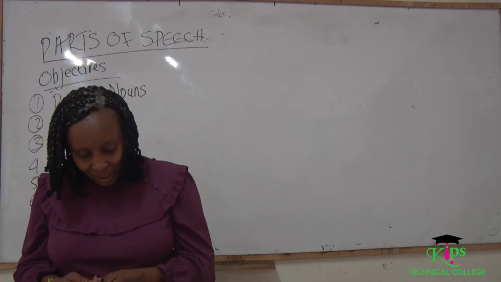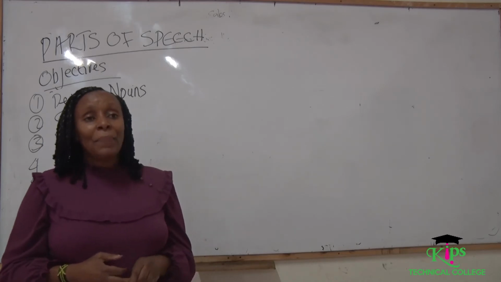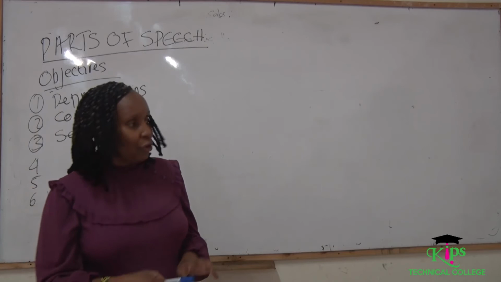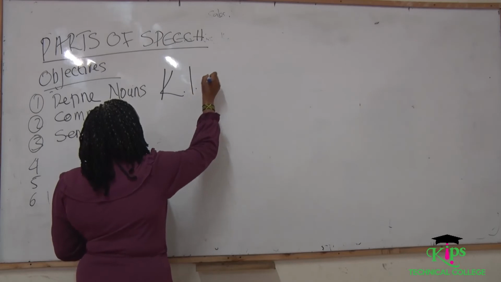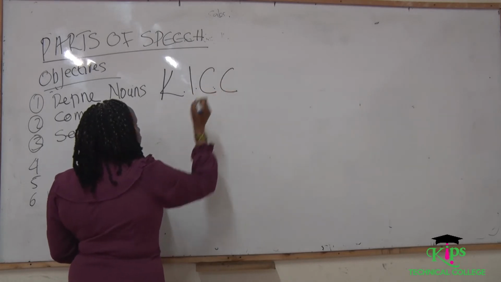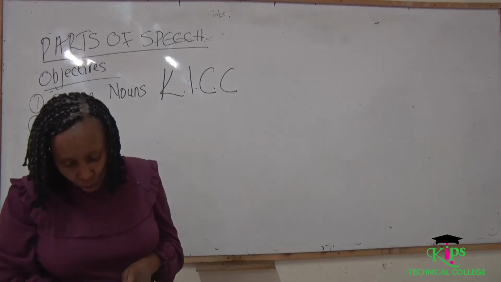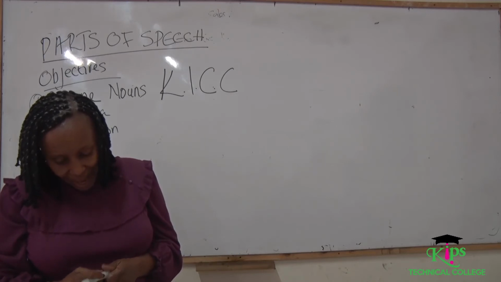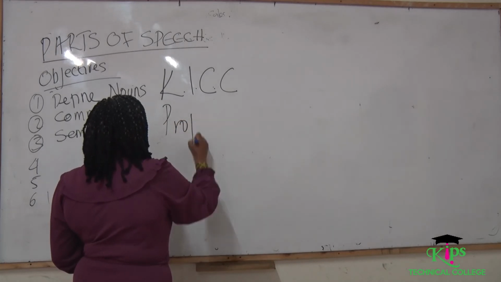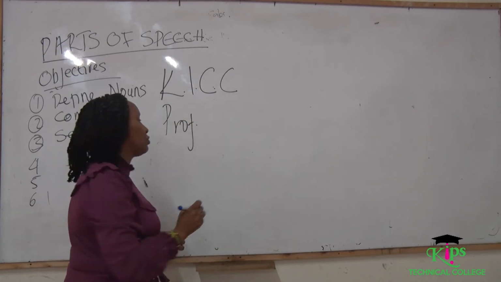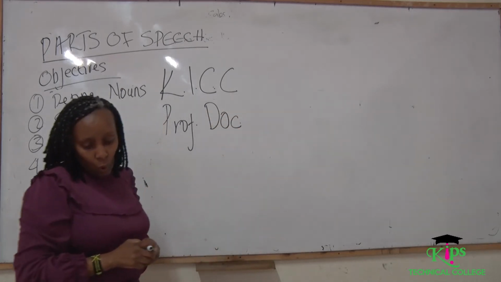So what are some of the uses? It is used to indicate a pause. It is also meant for purposes of abbreviation. For example, if you wrote KICC, the full stop there is used for purposes of abbreviation. It is also used with titles. For example, if you write the word Prof. or Doc., then a small dot.